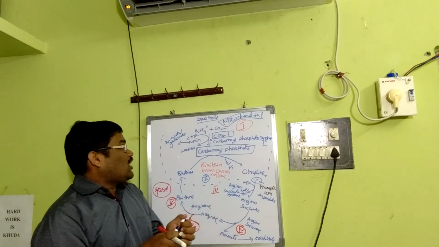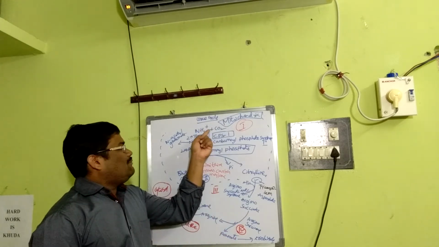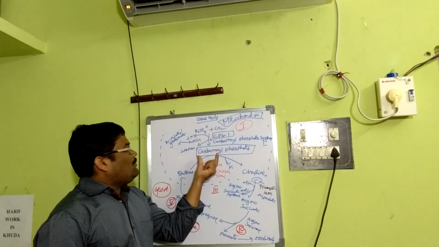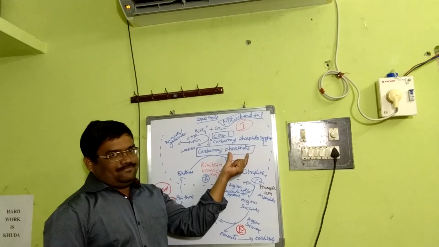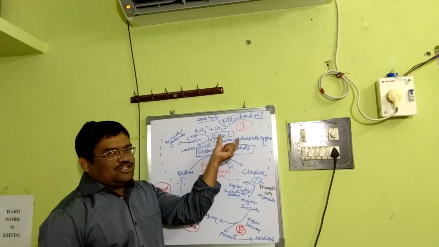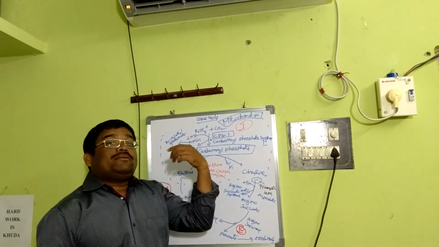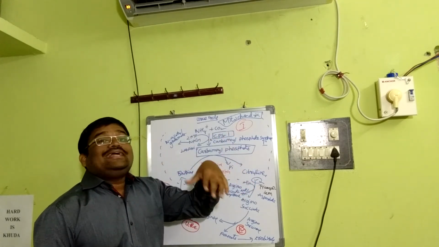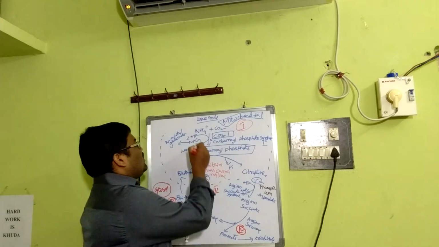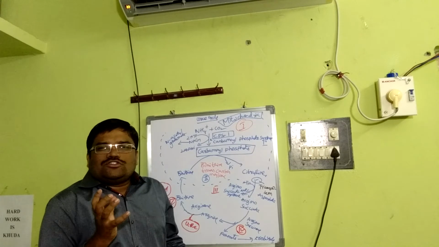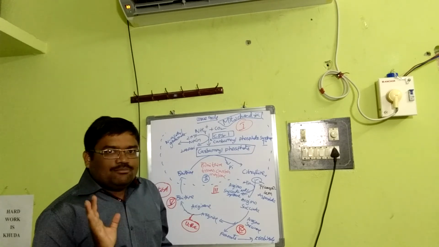In the first step, in the mitochondria, ammonium combines with carbon dioxide. That means it condenses to form carbamoyl phosphate, catalyzed by the enzyme CPS1, carbamoyl phosphate synthase 1, whereas CPS2 is present in cytosol for pyrimidine. But this CPS1 is actually the rate-limiting enzyme and depends on NAG, that means N-acetylglutamate, for allosteric activation. This is very important.